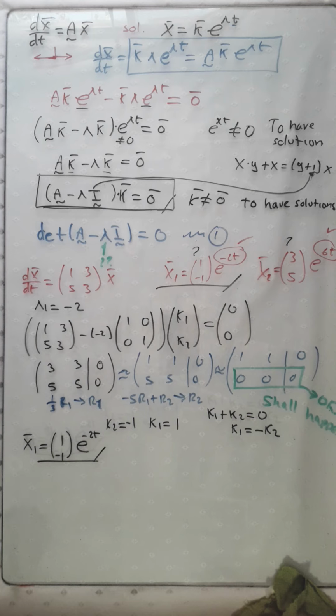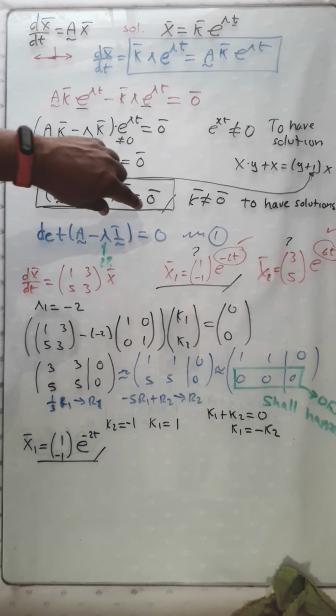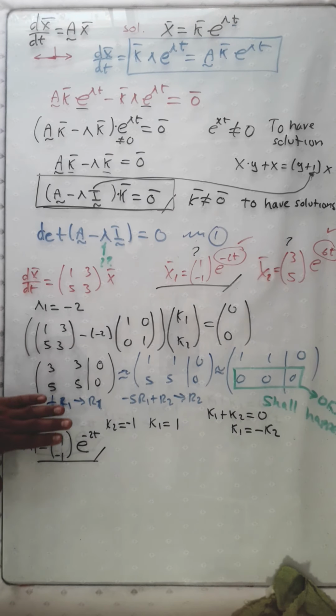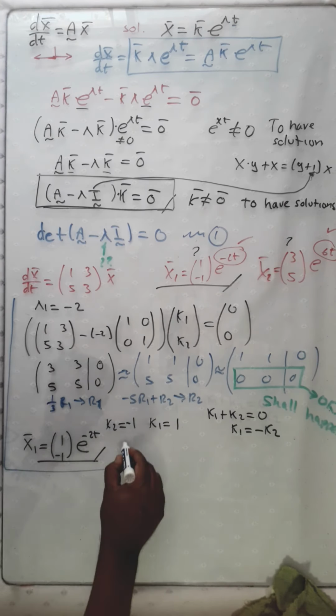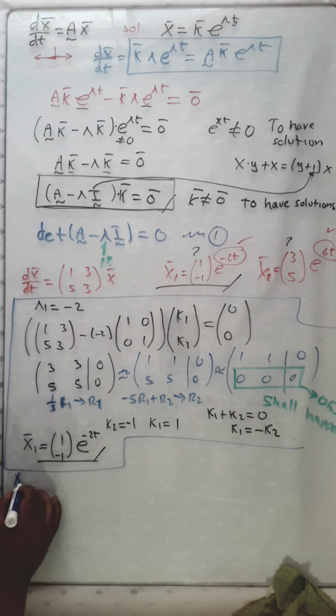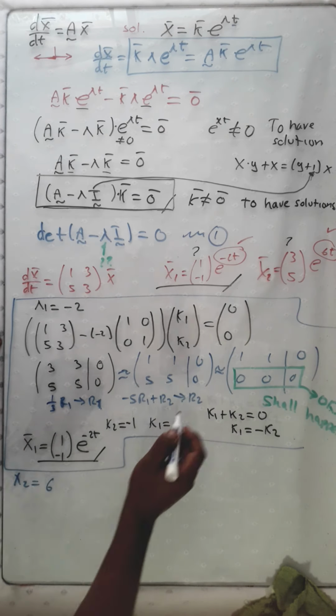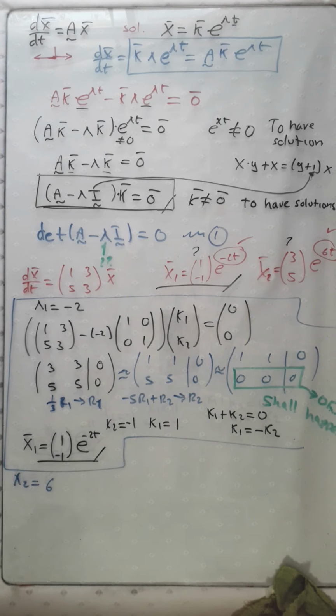So engineers, this is the procedure to find the solutions. You first find, with this equation, the values of lambda, the eigenvalues, and then with this procedure you find the values of the k vector. Now, let's do the other solution. This is the procedure only for lambda 1 equal to 2. Let's do it for lambda 2 equal to, what is the other value of lambda? 6. And we should get 3 and 5. Okay, let's see what happens.